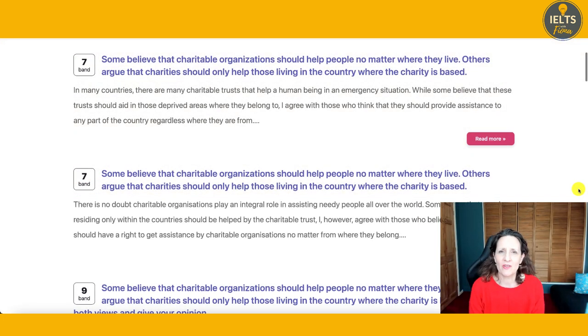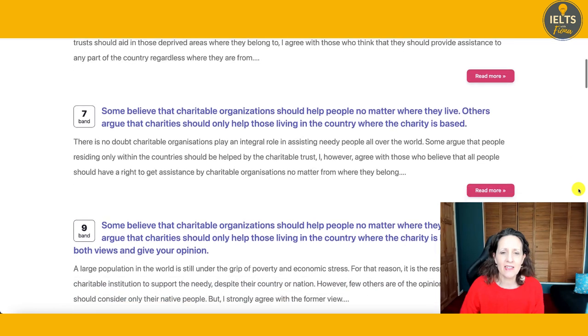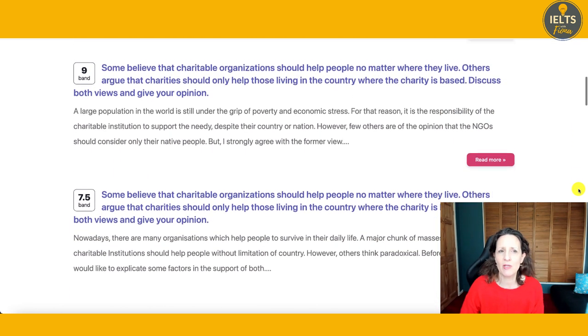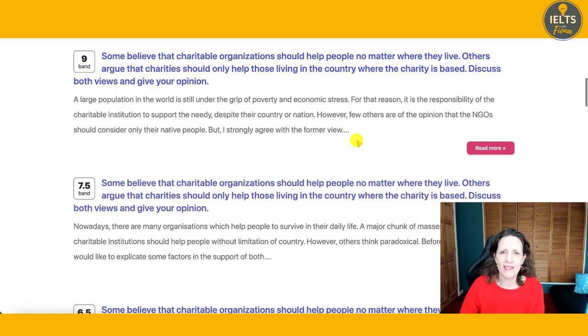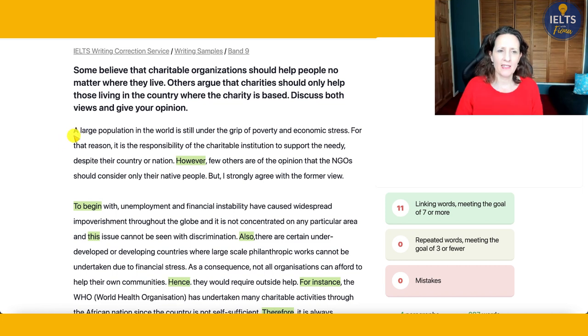The second website I looked at tried to define their model answers with a band score, which is great, but again, I did disagree with what they considered to be a nine, a band nine. Let's have a look at this in more detail. This band nine essay did at least try to do something a little more adventurous than just copying the question. The result was not exactly correct. Under the grip of poverty should be in the grip of poverty, and a large population isn't exactly right. It would be better to say many people in the world still live in poor conditions. It's not exactly right, but at least they haven't just copied the question.